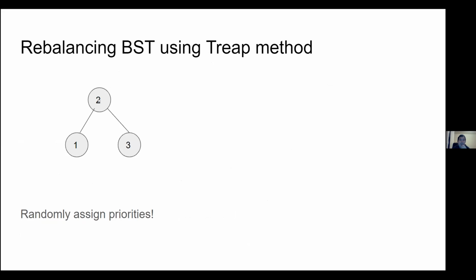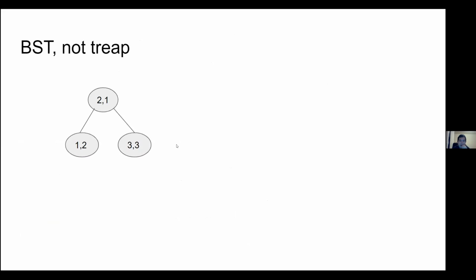Let's say over here we have a totally valid BST, where 1, 2, 3 are the keys. Suppose we want to transform this into a treap by randomly assigning priorities. And now we have priorities like this. The first number is the key and the second number is the priority. Note that this is a valid BST, but it's not a valid treap, because the priority up here is smaller than the priority of its children.